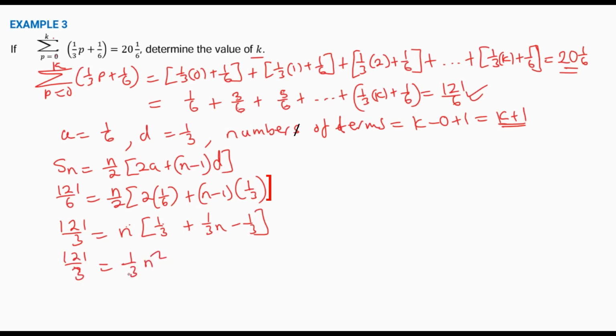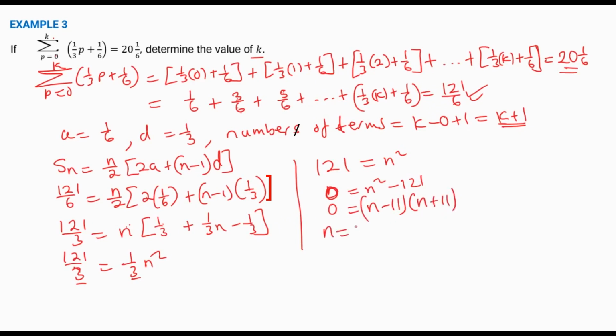Right. We have the same denominator here, so we can just equate the numerators, or if you want, you can cross multiply. You will get that 121 is equal to n squared. Since the denominators are the same, we equate the numerators. You can use difference of two squares: 0 is equal to n squared minus 121, so 0 is equal to n minus 11 times n plus 11. N is equal to 11, or n is equal to negative 11, but n should be a natural number, so n is equal to 11.